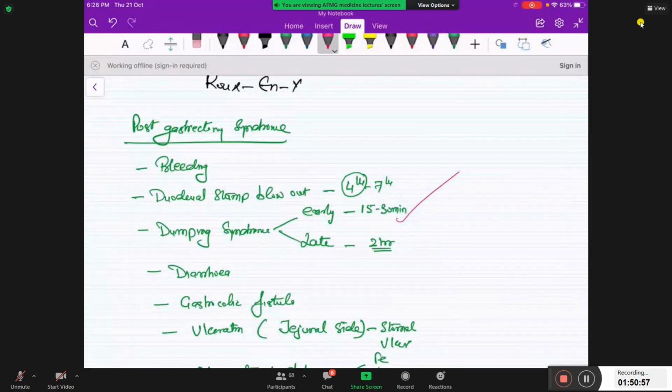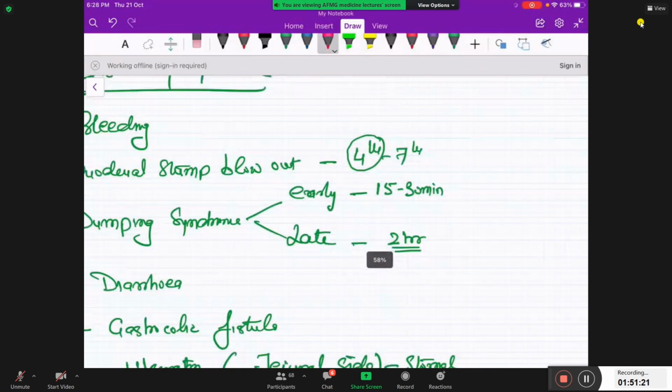What are the symptoms of hypovolemia? The patient will have palpitation. Patient will have sweating. Patient will have altered sensorium. Patient may have confusion also. Patient may have headache also. Like whatever we get in diarrhea, as if we are losing fluid. So the same thing will happen in early dumping. Right? Now what is late dumping?